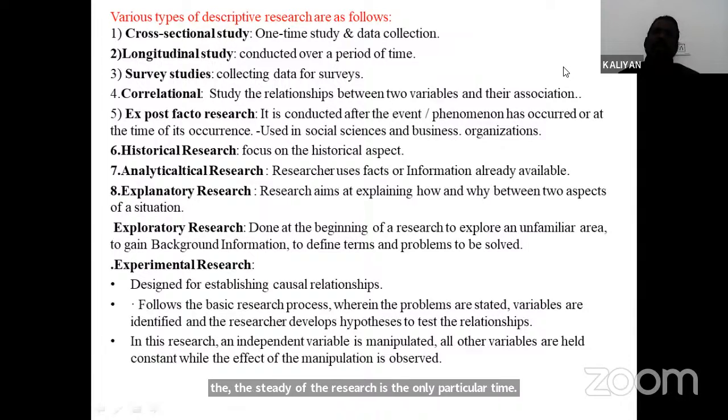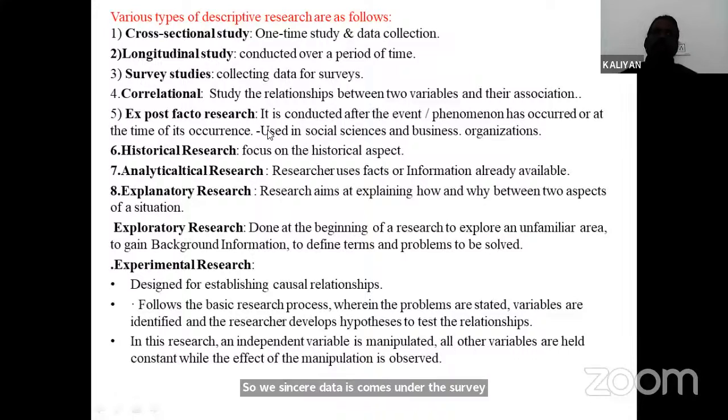Longitudinal research is conducted over a period of time. A longitudinal study means conducting the study among a particular group over a period of time, like if you take one child attending school and intermediate school and till higher education. Over the period we conduct the study, that means the longitudinal study. And survey study is collecting data through surveys, like the census data. So census data comes under the survey studies.